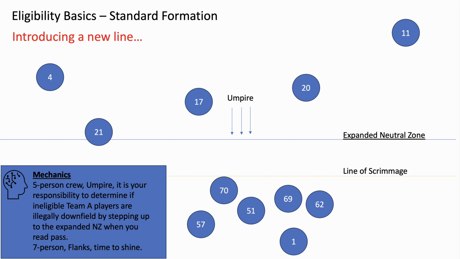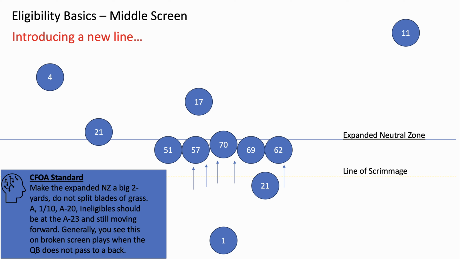We're snapping from the A20, so the expanded neutral zone is the A22. You might want to step up to about maybe the A23 to actually know that if anyone behind you, an illegal forward pass is thrown, then you have an ineligible downfield there. In 7-person mechanics, flanks, it's your time to shine because we have more officials on the field. The umpire doesn't necessarily move up. But we'll talk more about 7-person mechanics later in the season here.